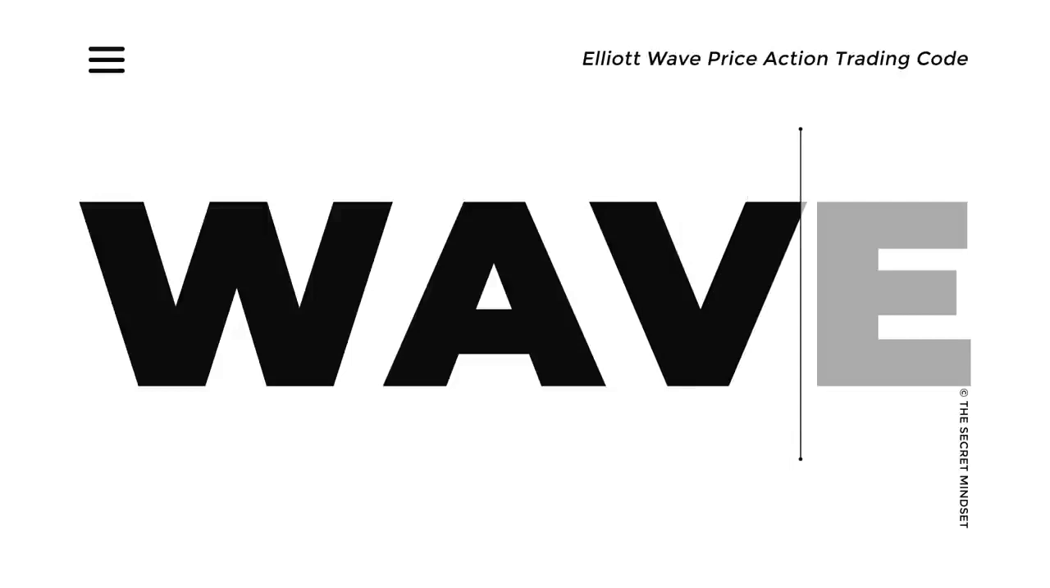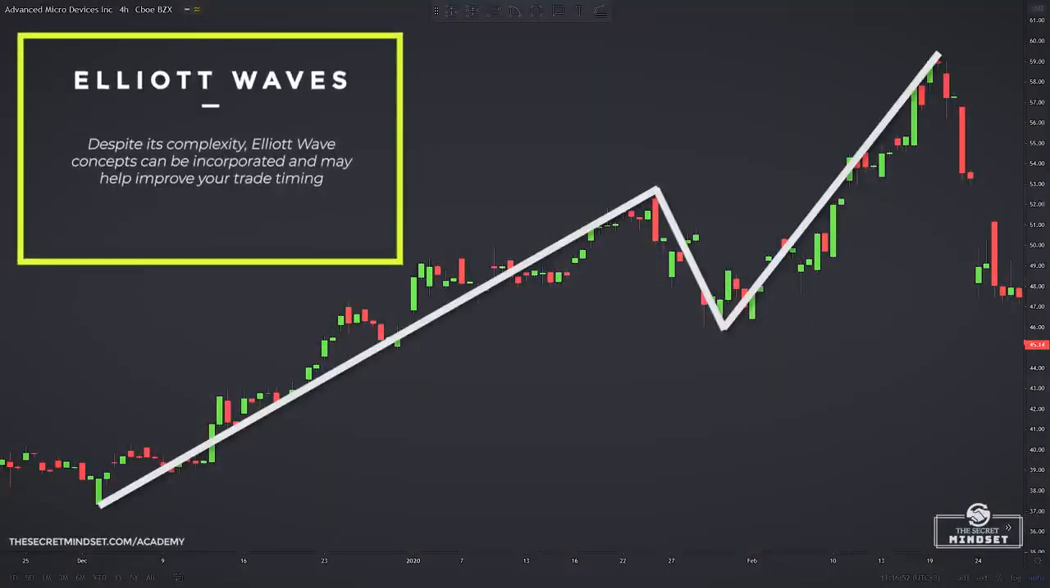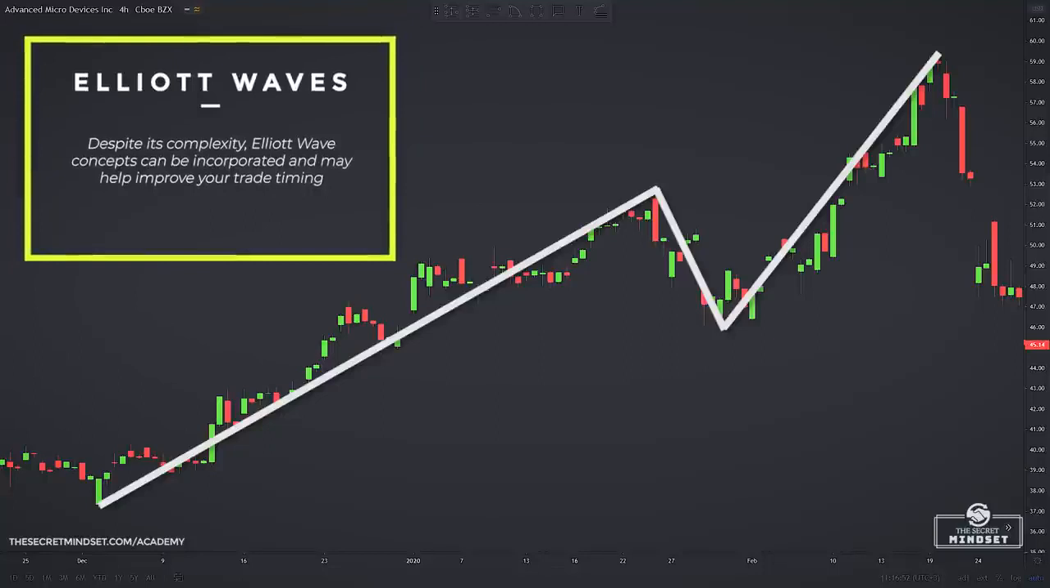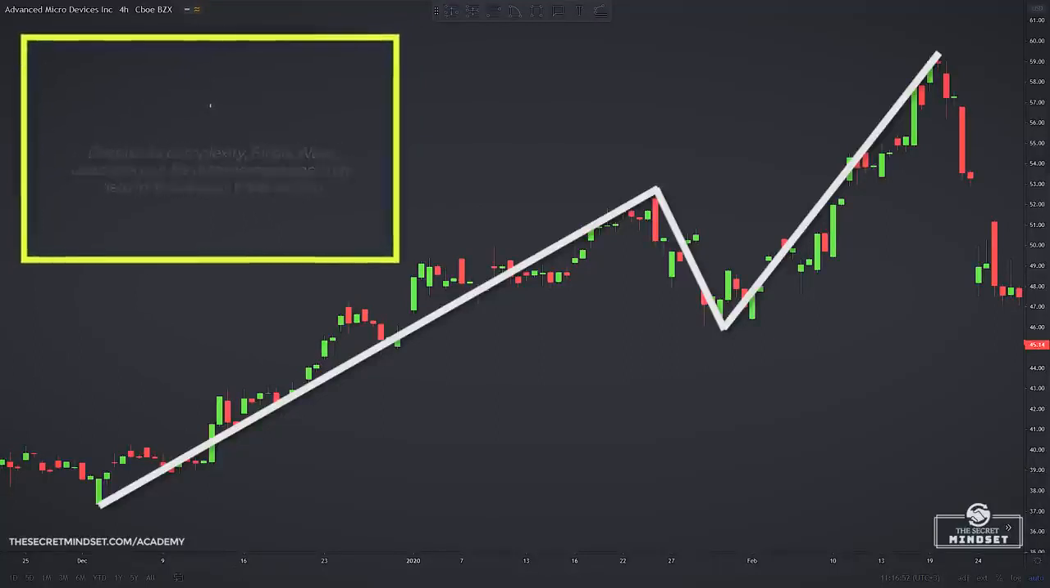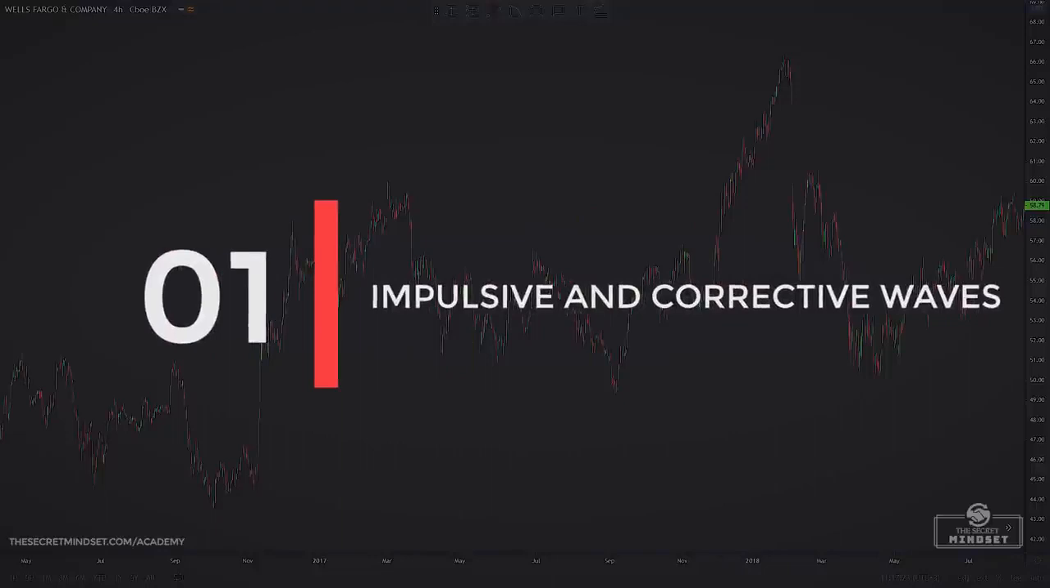Despite its complexity, there are some elements of Elliott wave that can be incorporated and may help improve your trade timing. So I'll try to keep this very simple, and I will break down the wave theory into small pieces. First concept: impulsive and corrective waves.